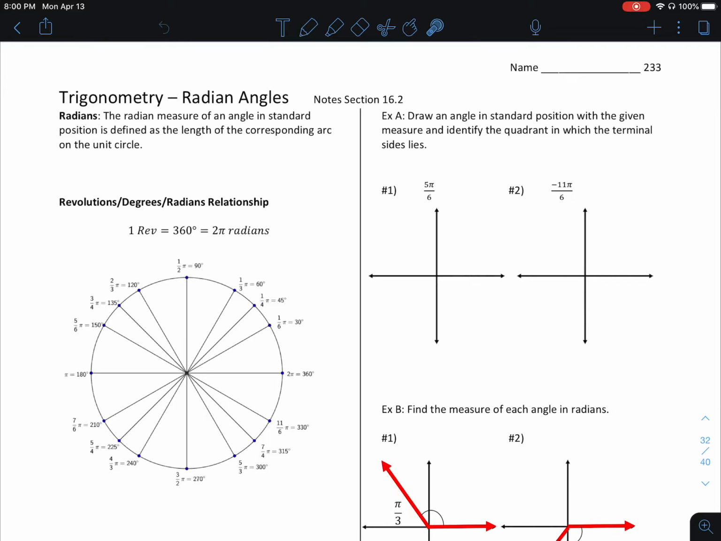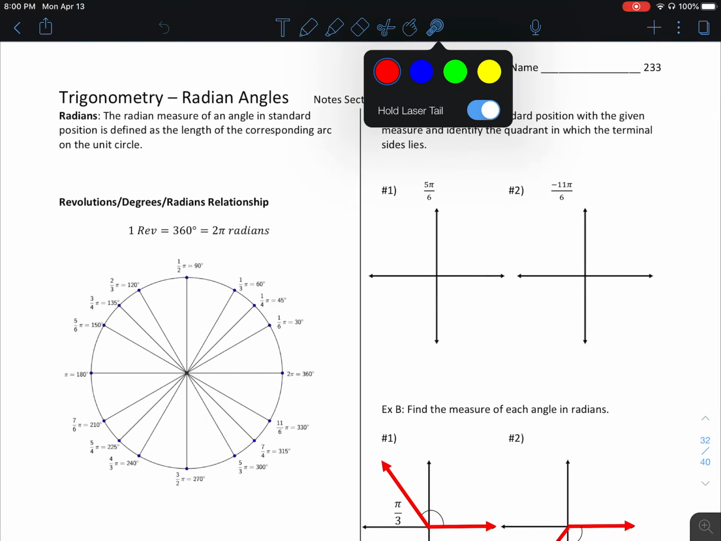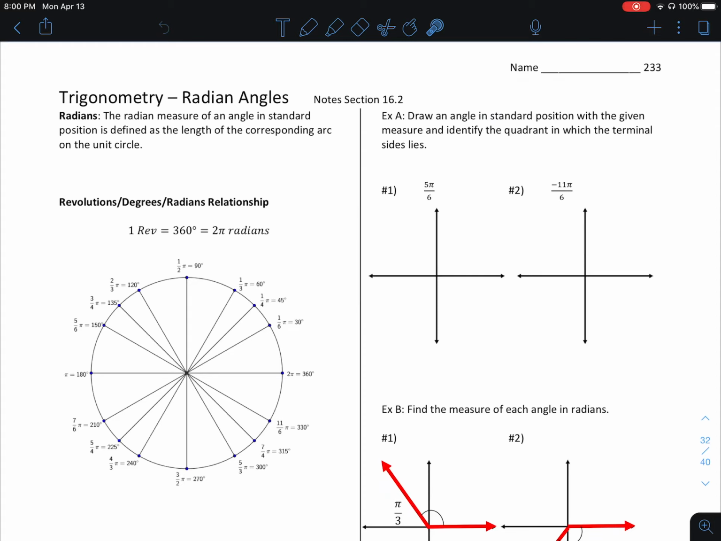This is Geometry Notes, section 16.2. This is radian angles. The concepts in this section are the same concepts that were in the previous section, 16.1, but instead of using degrees, we're going to use radians.